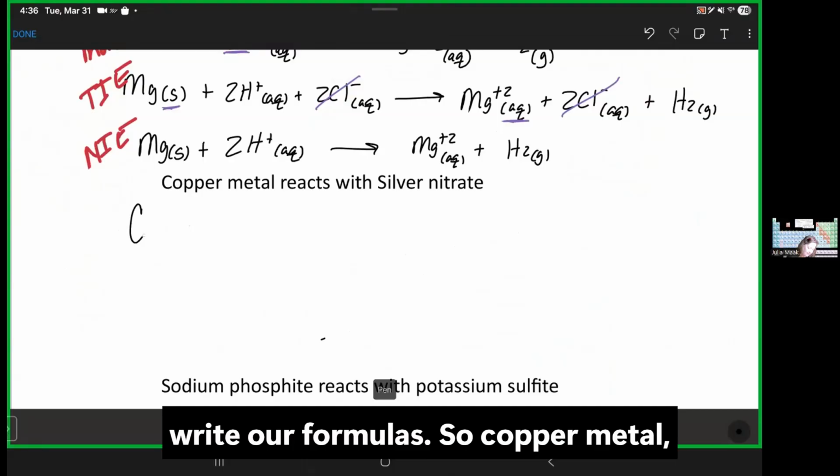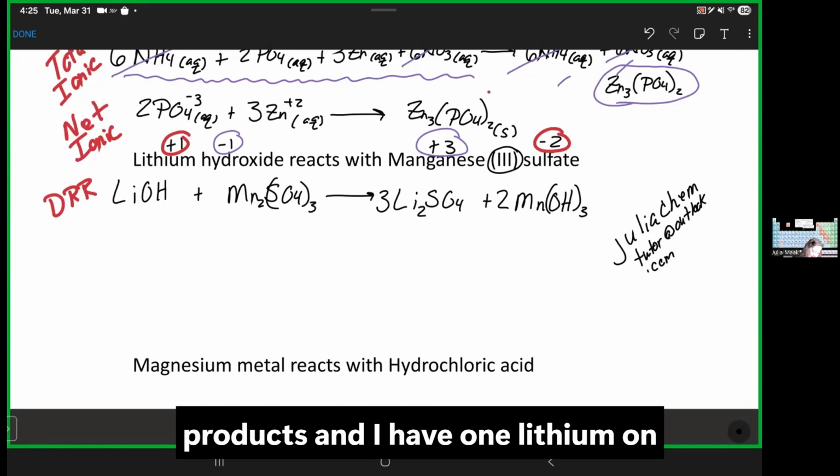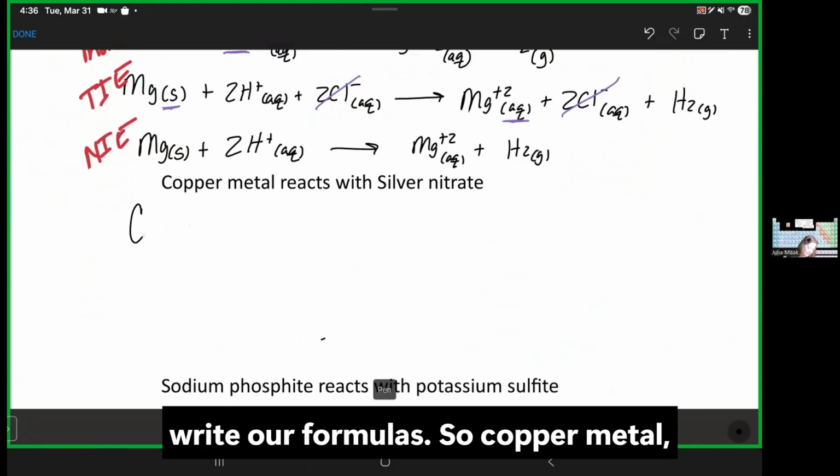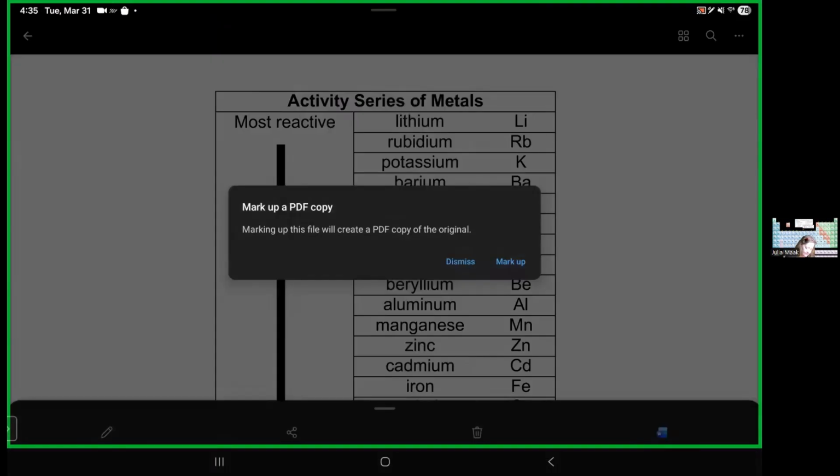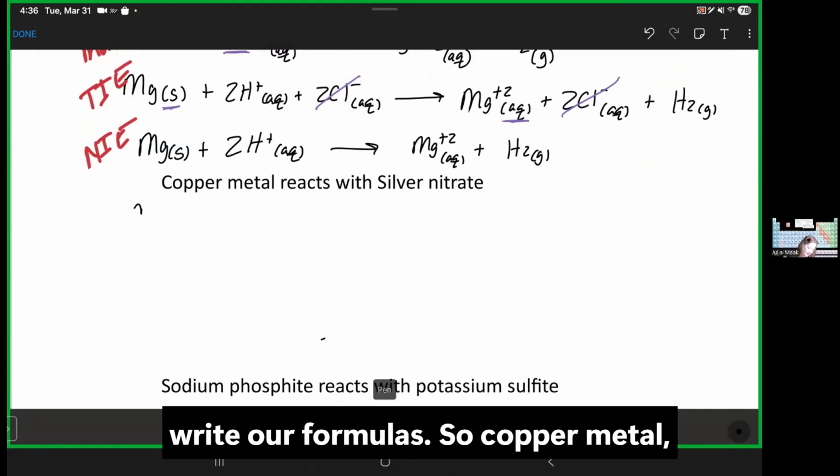Okay, and I did not list my spectators here. If they asked you to list them on this one up here, you would list that your ammonium and your nitrate are both spectators. Those are the ones that we crossed out there. On this one, my lithium and my sulfates are the spectators. On this one, my chlorides were the spectators, because the chlorides were what I crossed out. And then on this one, my nitrates were the spectators.